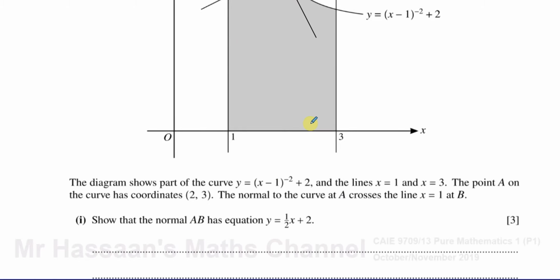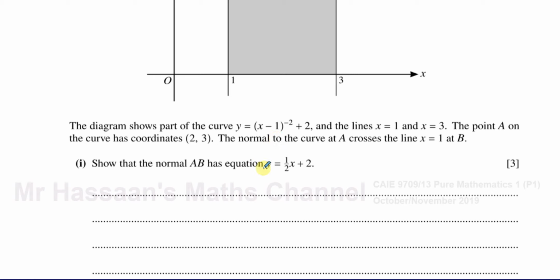Now, in order to find the equation of a straight line, we need two things. One thing we need is its gradient. So we need to have the gradient of the normal, called Mn. And the second thing we need is a point on the line, which actually we have.